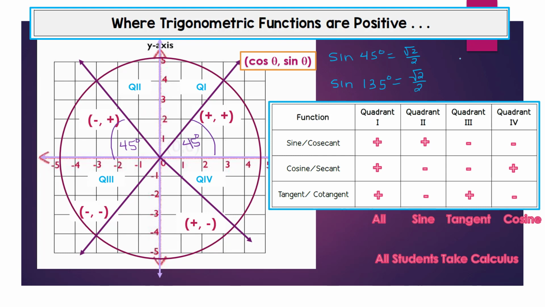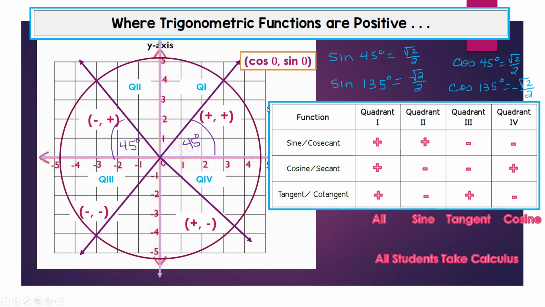Well, what about cosine? Cosine of 45 degrees is root 2 over 2. What about cosine of 135 degrees? In quadrant 2, cosine is negative. But other than that, because 135 has a reference angle of 45 degrees, we get minus root 2 over 2. We're going to build on that next week.